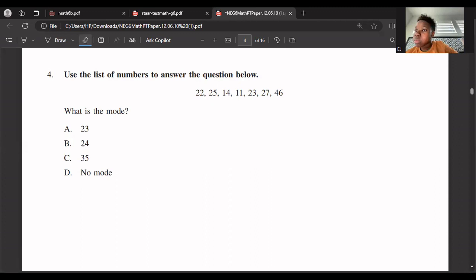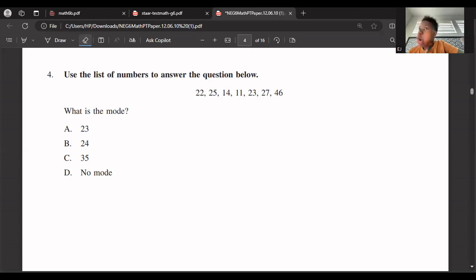So look at the data we have right here. Which number appears the most? That is the mode. There's 22, 25, 14, 11, 23, 27, and 46. Okay, no number occurs more than once, right? It means there is no mode. They all have the same occurrence. Is that clear? Yes. So the answer is D.